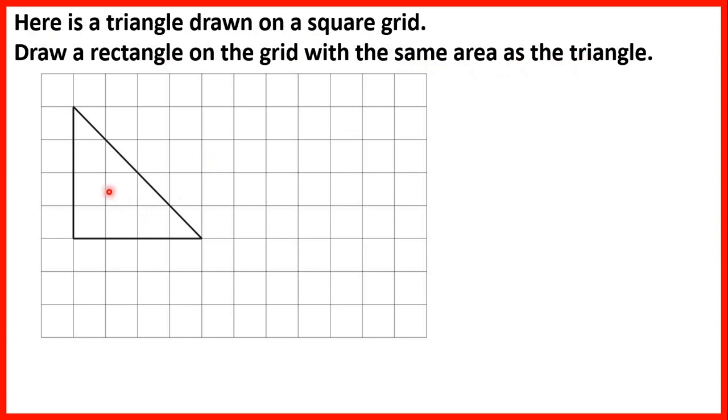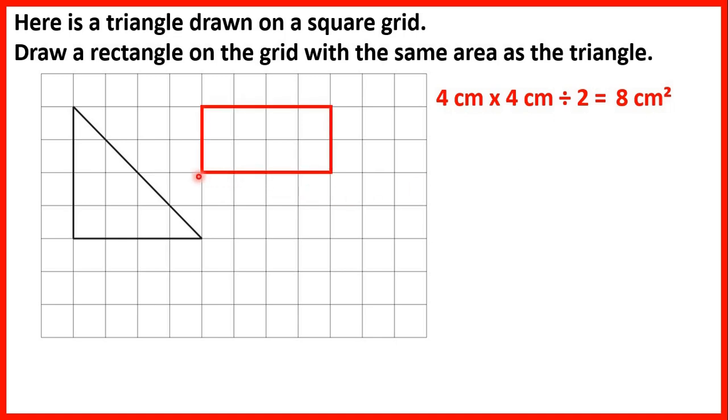So to find the area of a triangle, we multiply the base by the height and then divide by 2. So we need to work out 4 times 4 divided by 2. 4 times 4 is 16, divided by 2 is 8. So the area of the triangle is 8 centimetres squared.